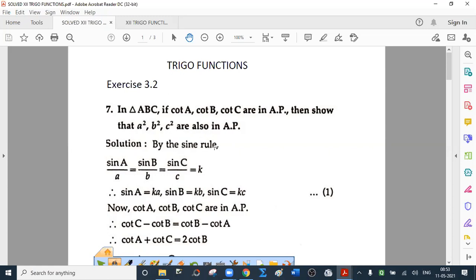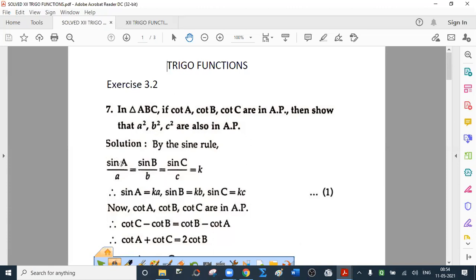See the solution. By sine rule, sin A upon a is sin B upon b, sin C upon c is k. Now some students say, sir, sine rule is a upon sin A equal to... Yeah, I agree. But I haven't written this as 2R. In fact, I can write sin A upon a equal to sin B upon b equal to sin C upon c equal to 1 upon 2 capital R. But that is a constant. Let it be k. Is that clear?